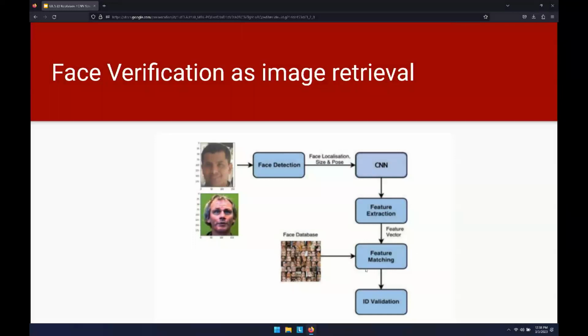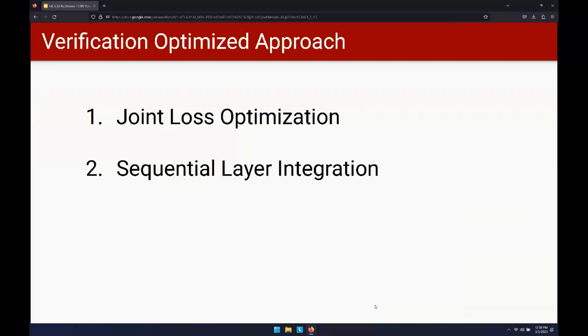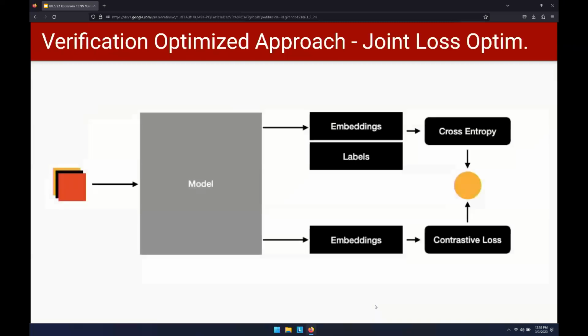So once we have our feature matching algorithm, which depends on what you're trying to do, you would have an ID. So now how do we use all of these fancy loss terms with respect to our problem over here? We recommend using two different approaches. You can also come up with other approaches depending on what you find and if you think that is appropriate. The first is joint loss optimization and the second is sequential layer integration. So let's talk more in detail about what we're trying to do here.